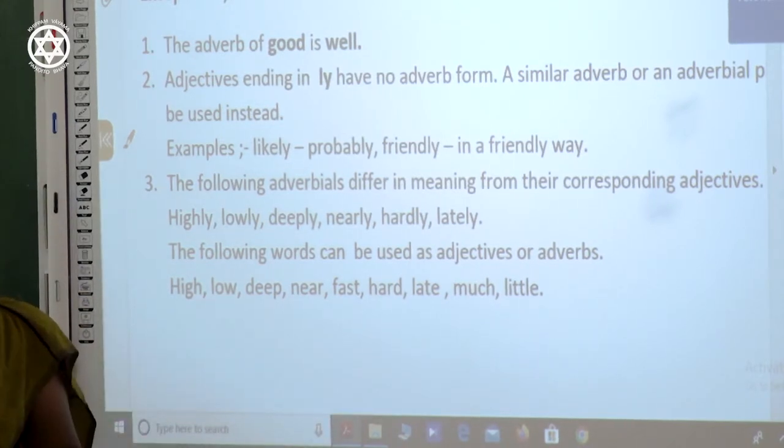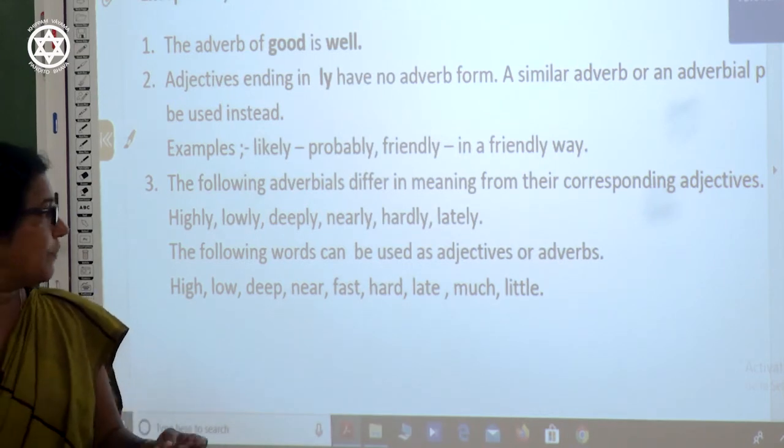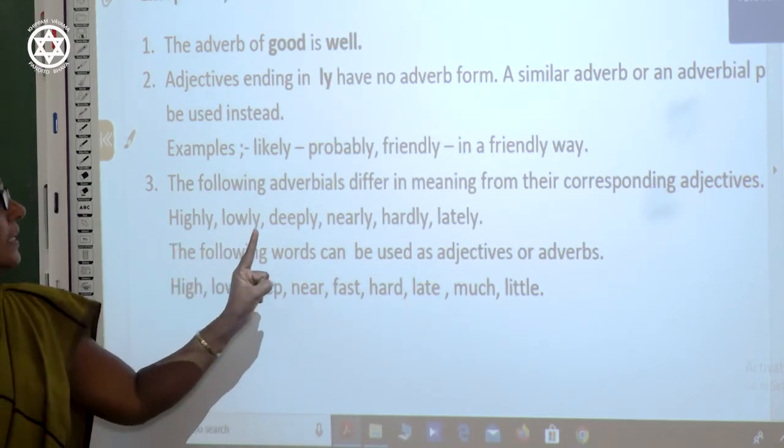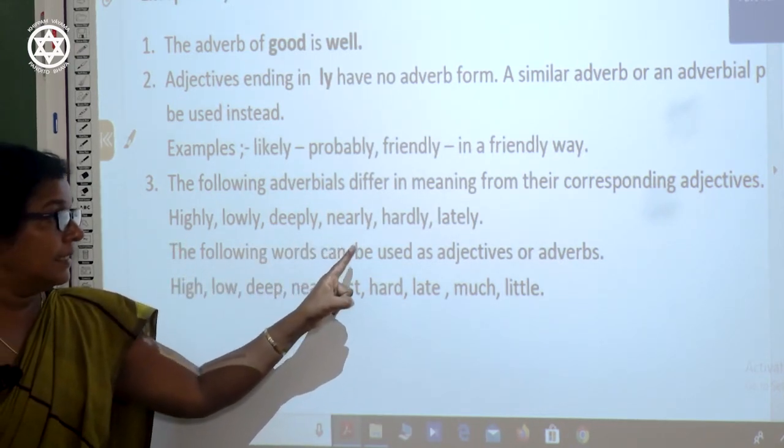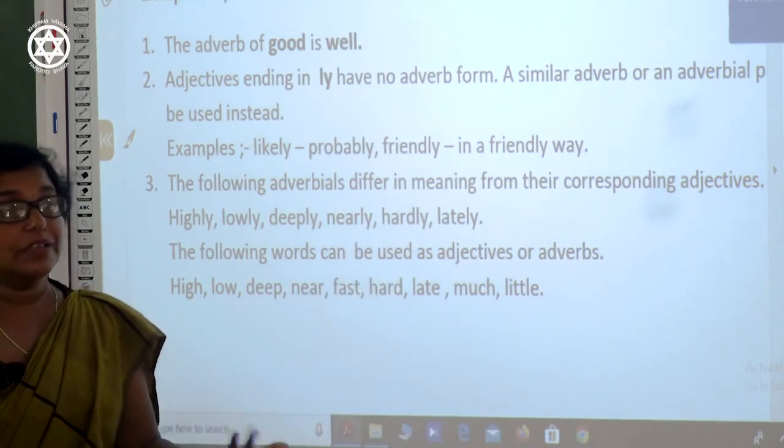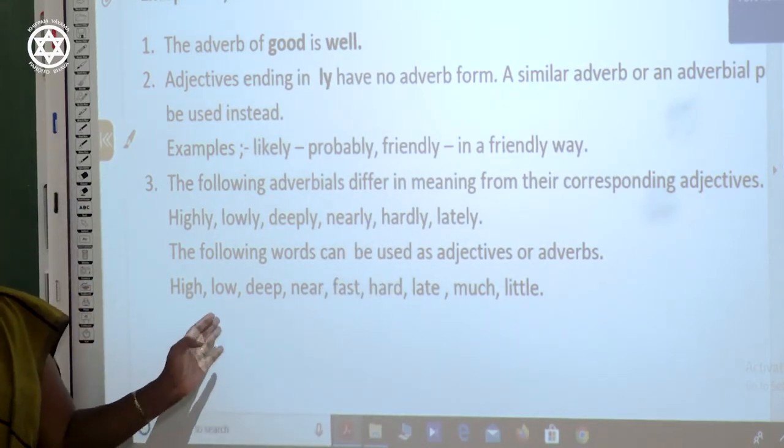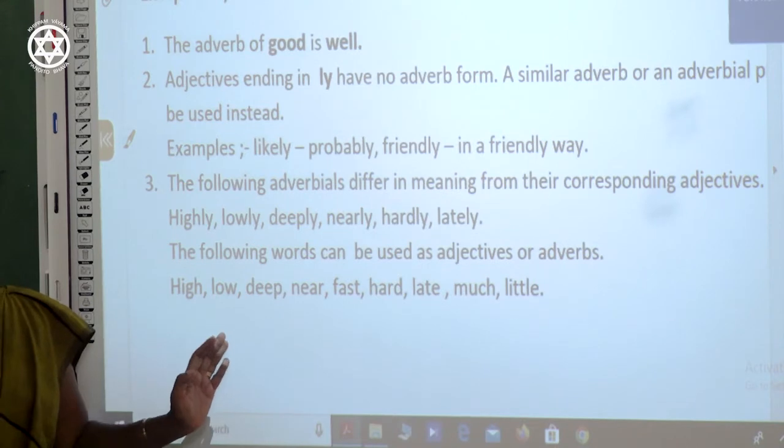The following adverbs differ in meaning from their corresponding adjectives. In some adverbs, we don't get the meaning that we expect: highly, lowly, deeply, nearly, hardly, lately. They don't give the corresponding meaning. So they differ in meaning.